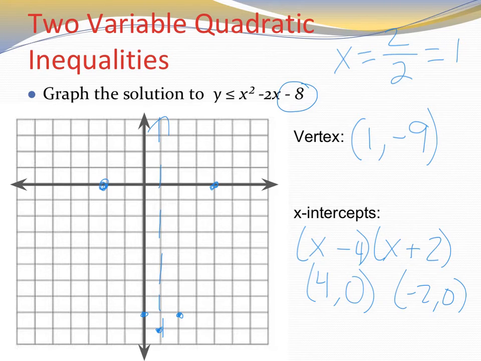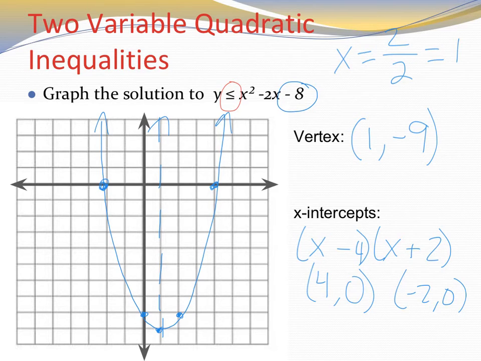But with an inequality, there's a couple things to consider before we start connecting these dots and making a parabola. We have to take a look at our inequality. Since it's less than or equal to, this is going to be a solid line. If it was not equal to, we'd be doing a dashed parabola. So solid and dash.